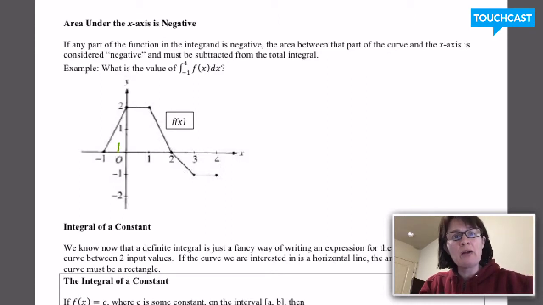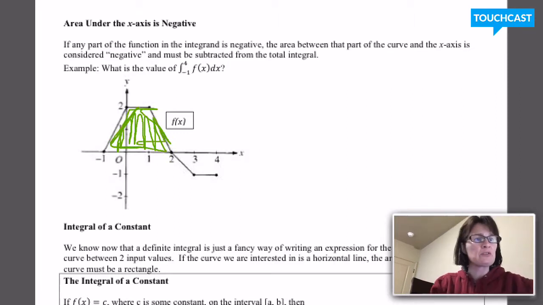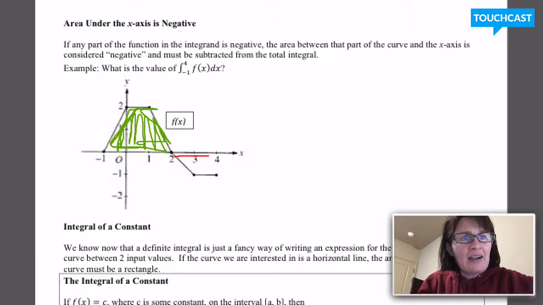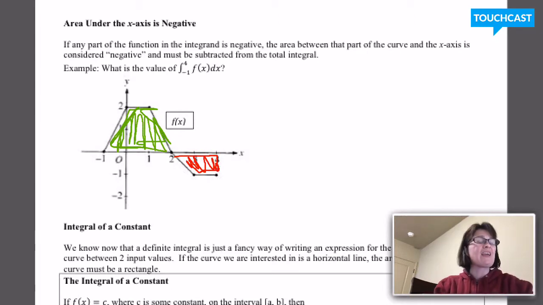It's going to have two parts. This part here, this trapezoid, lies above the x-axis. So I'm going to find the area of that trapezoid, just using what I know from geometry. And this area down here lies below the x-axis. So after I find the area of that red trapezoid, I'm going to subtract it away from the area of the green trapezoid to get my final answer.